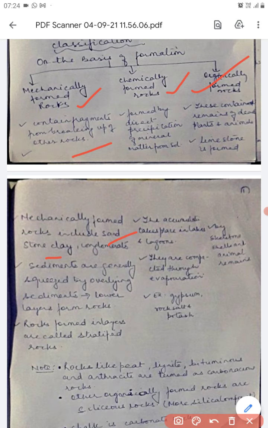sand, etc. Sediments are generally squeezed by overlying sediments and lower layers form rocks. So, as I said earlier, squeezing of the sedimented layers leads to the formation of the rocks. So lower layers, when they have been squeezed out due to the overlying sediments, turn into rocks, and the rocks are formed in layers, which is called stratified rocks.